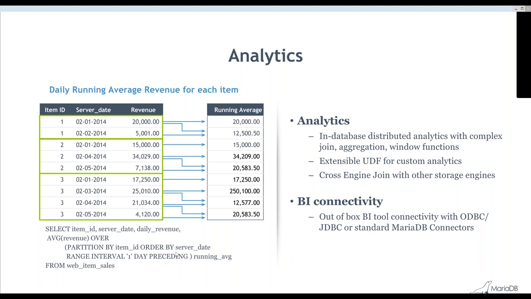ColumnStore provides a rich set of analytics capability, including distributing complex joins, aggregations, and window functions. On this slide, we just show a typical example of a window function that is supported by ColumnStore. In this case, it shows you a running average of item sales within a web catalog.